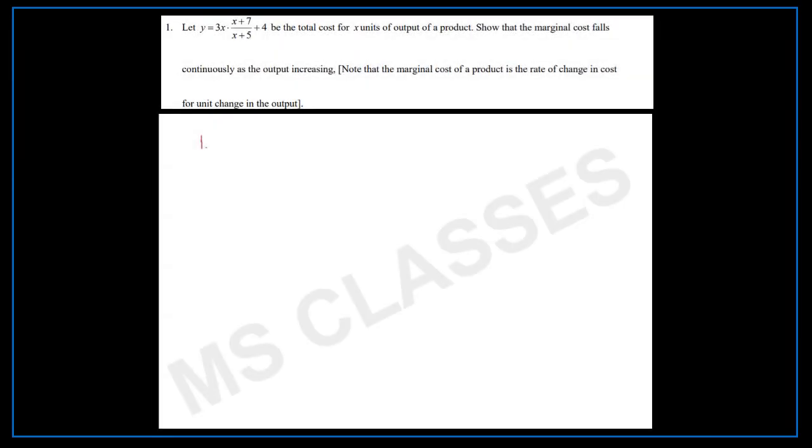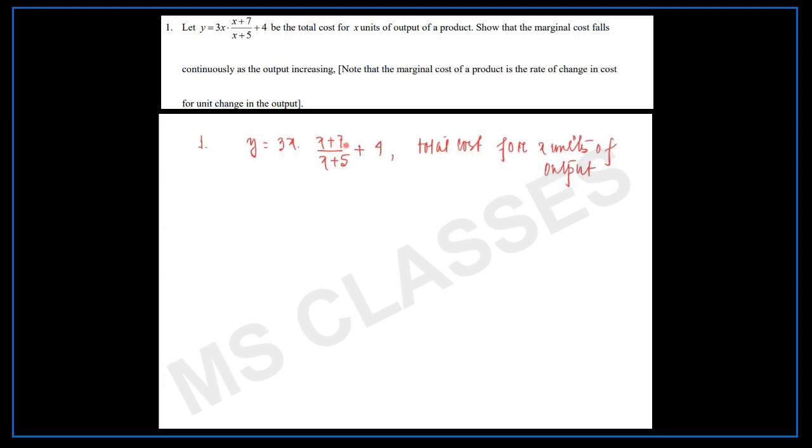y equal to 3x into (x plus 7)/(x plus 5) plus 4. This represents the total cost for x units of output.